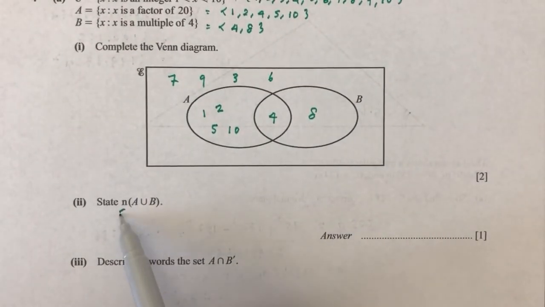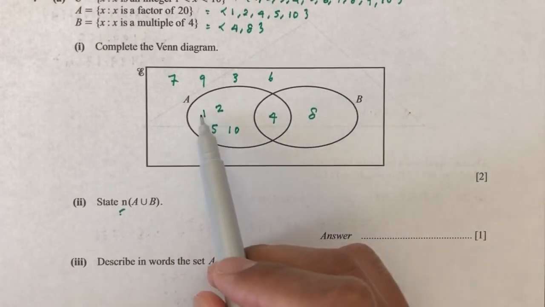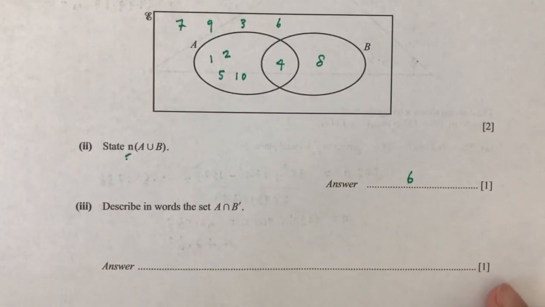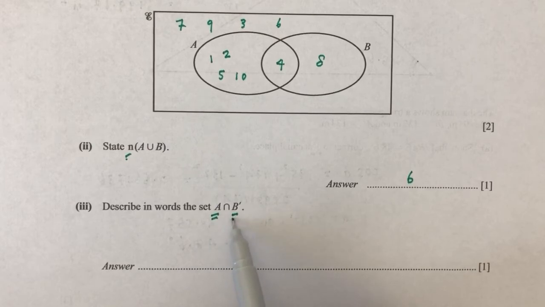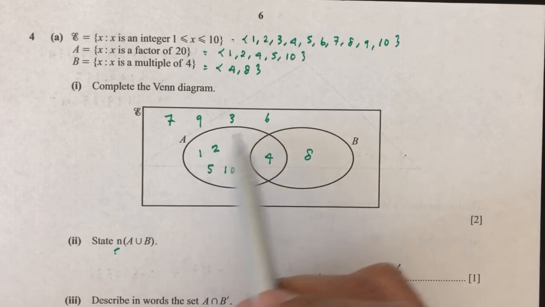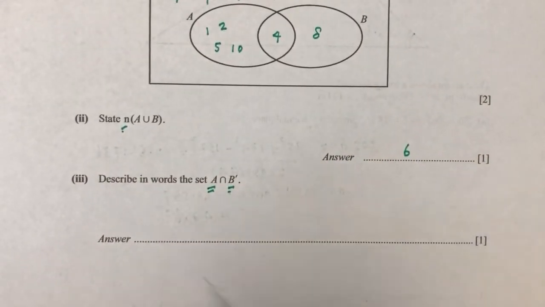Part 2. State the number of A union B. So A union B is this big set. That will be 1, 2, 3, 4, 5, 6. Part 3. Describe in words the set A intersection B dash. So A intersection B dash will be this one. It is the elements that are only in A.